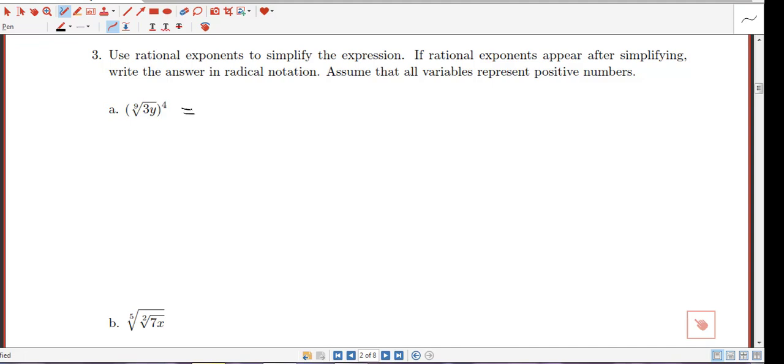So let's work this step by step. You have the 9th root of 3y. In terms of an exponent, that's what? 3y to the 1 over 9. But then you have the outer power 4. So let me just write it as the power of 4. Okay, so now again, what do I do with 1 over 9 and a 4? You multiply them. So here you're going to have 3y in the parentheses to the 4 over 9.